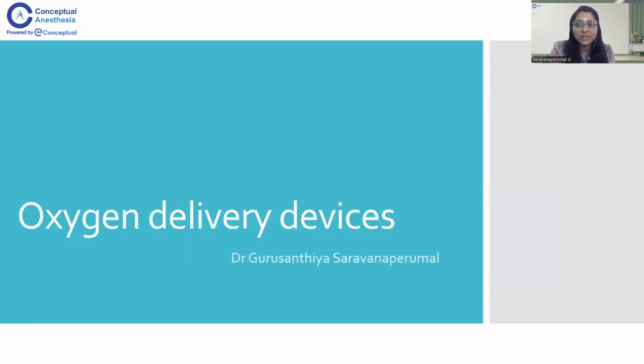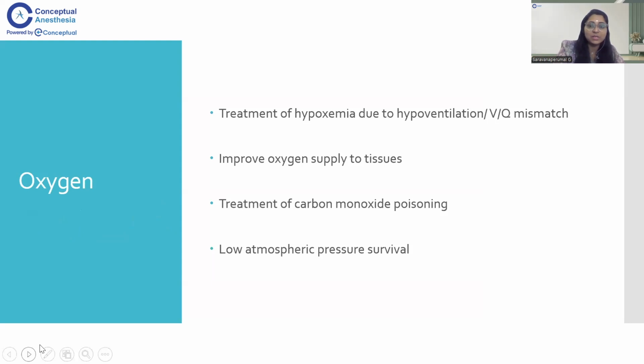These oxygen delivery systems are imperative to know: how the oxygen is delivered, how much oxygen is delivered, which patient requires a higher fraction of inspired oxygen and which patient will require a lower fraction of inspired oxygen, and what the classification of these devices is. So it is imperative that we understand the oxygen delivery systems as a whole.